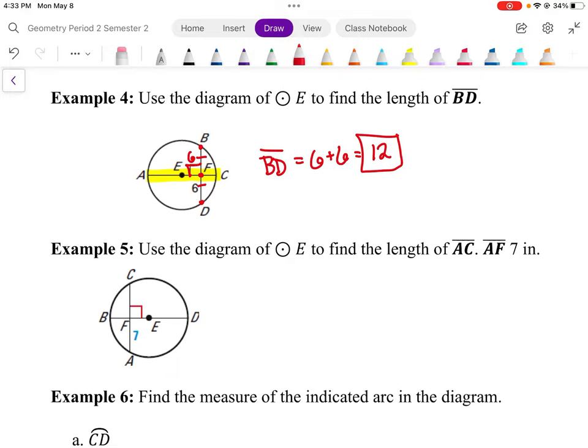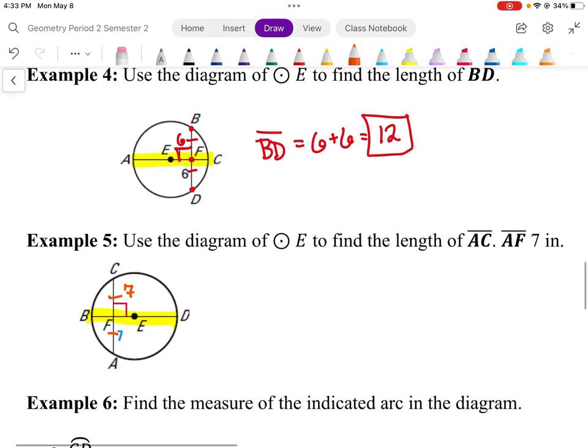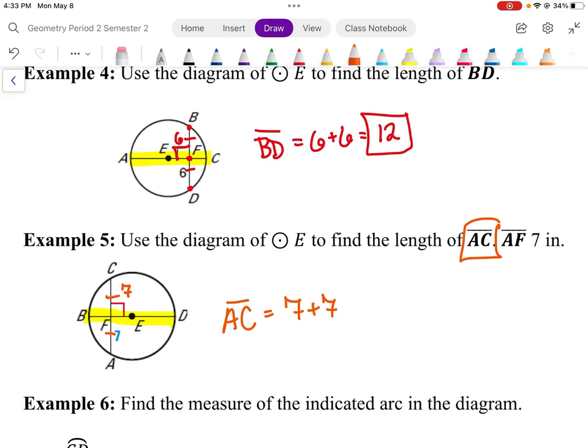Looking at example 5, we're going to use the same type of information. We have a diameter and it's perpendicular, so the chord it's intersecting gets cut in half. So because one of them is 7, they're both going to be 7. And we want to make sure we're finding the length of the segment they're asking for. So for AC, we have to add 7 plus 7.